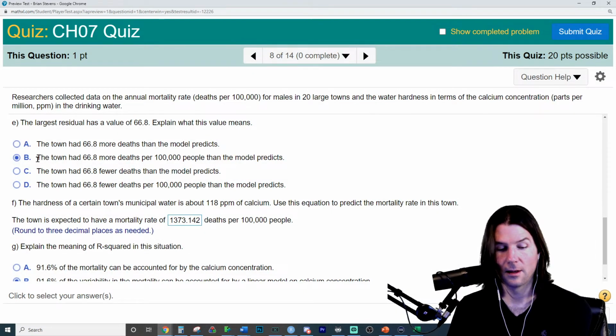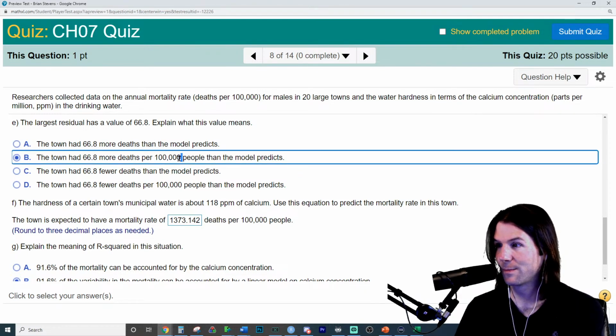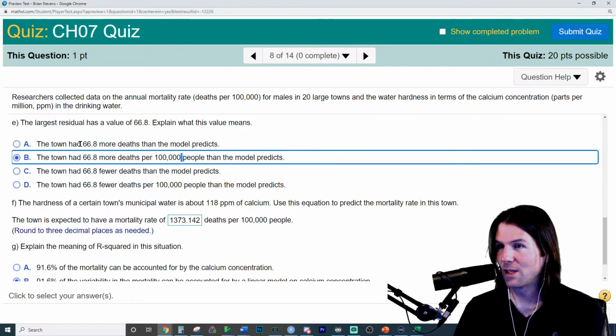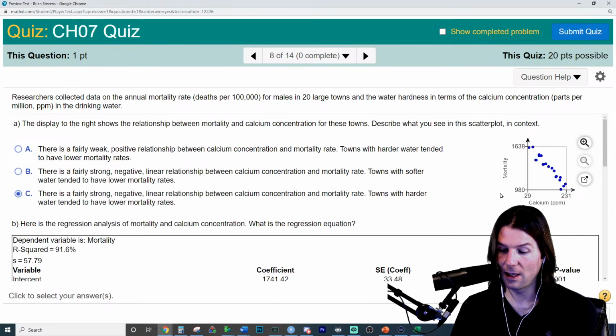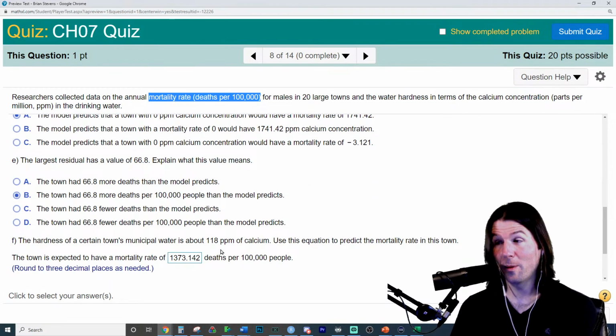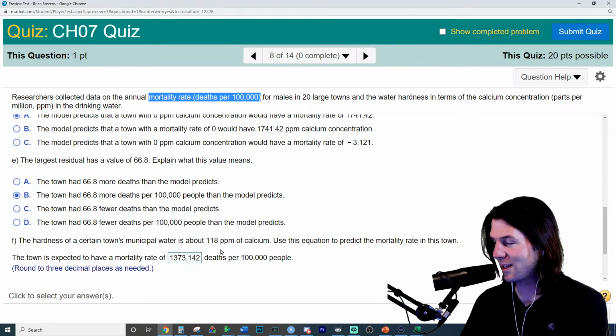Wait. Oh, it's the context. Per 100,000, it's the context. What does all data need? It needs context. So the town had this many more per 100,000 because the data is mortality rate per 100,000. So they're like, do you remember the context? Did you see the context?